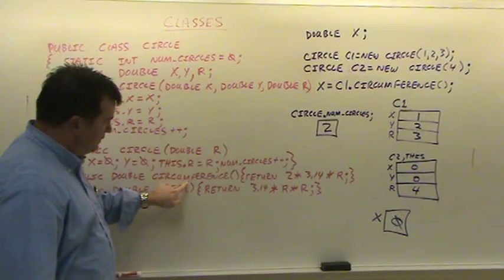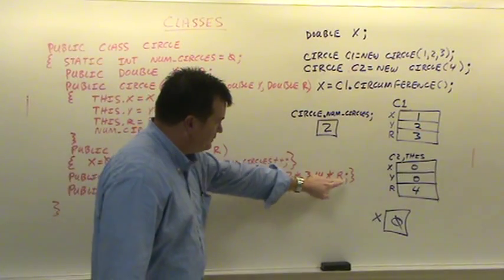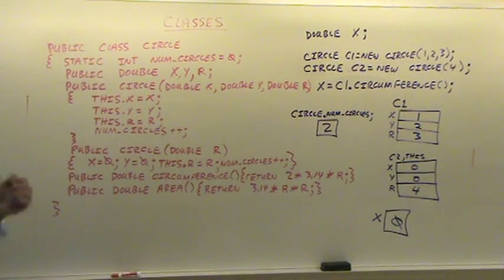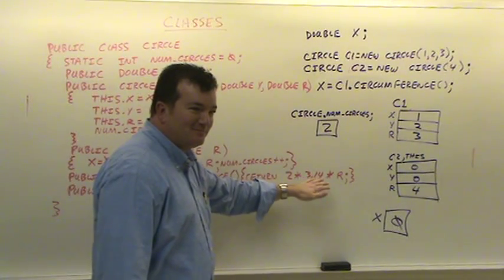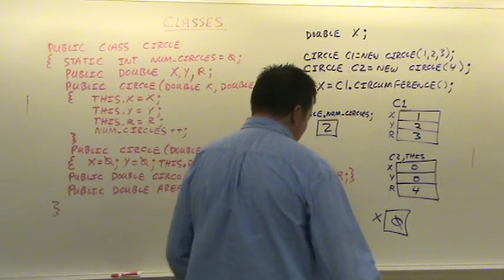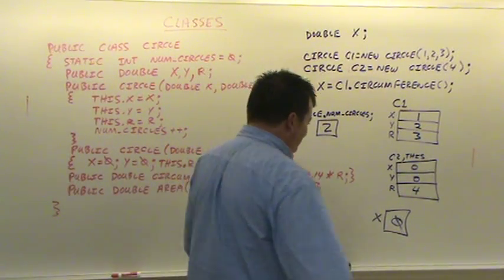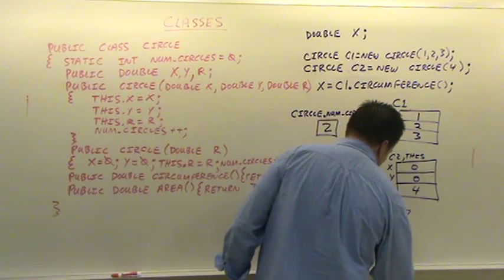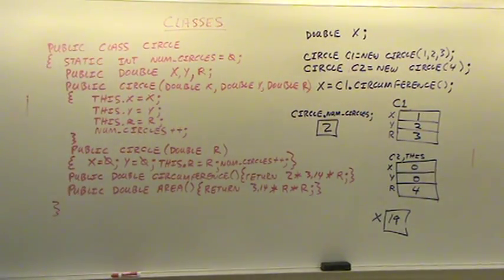And what does circumference do? Well, circumference returns 2 times pi times r. So what is r on this one? 3. 3 times pi, that would be 6 times pi, which is around 18.8 or so. Probably 19. Around 19 or so? 19, okay. So this will turn into something like 19, right? Okay, so that's what this line would do.